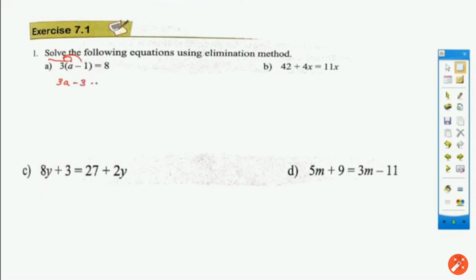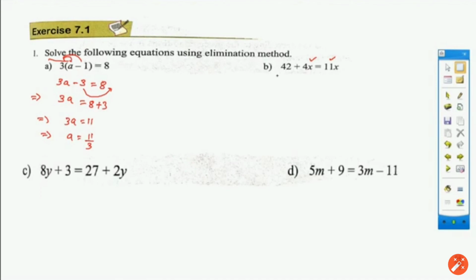First question: 3(a minus 1) is equal to 8, because we multiply 3 with both terms since it is in brackets. That is, 3a is equal to 8 plus 3. So 3a is equal to 11 and a is equal to 11 by 3. Students, the elimination method means the third method which we have discussed just now.